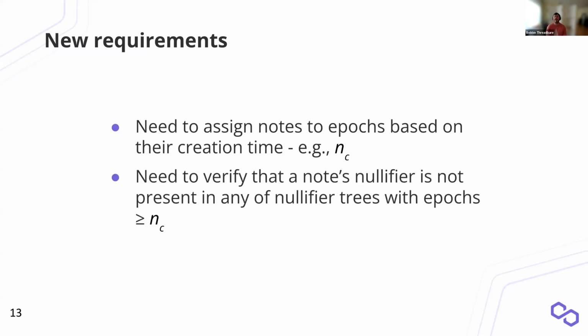And then the second thing, which is more difficult and more problematic, is that we need to verify that the node nullifier is not present in any of the nullifier trees with epoch greater than or equal to NC. So basically, previously we only needed to check one nullifier tree. Now we need to check multiple nullifier trees.